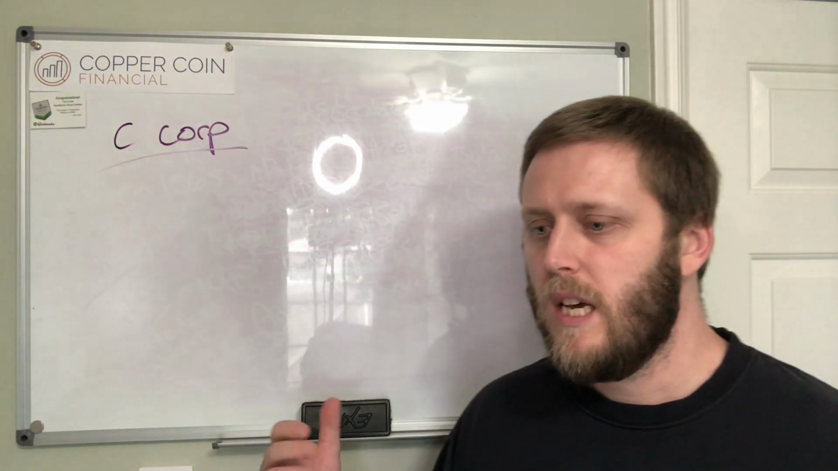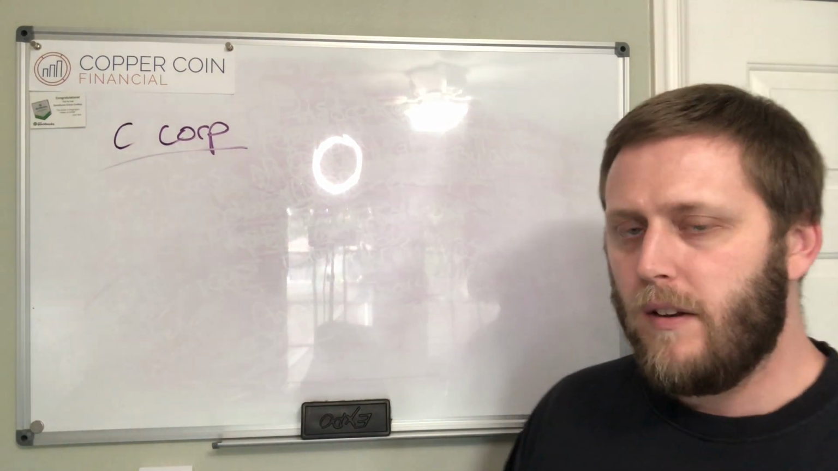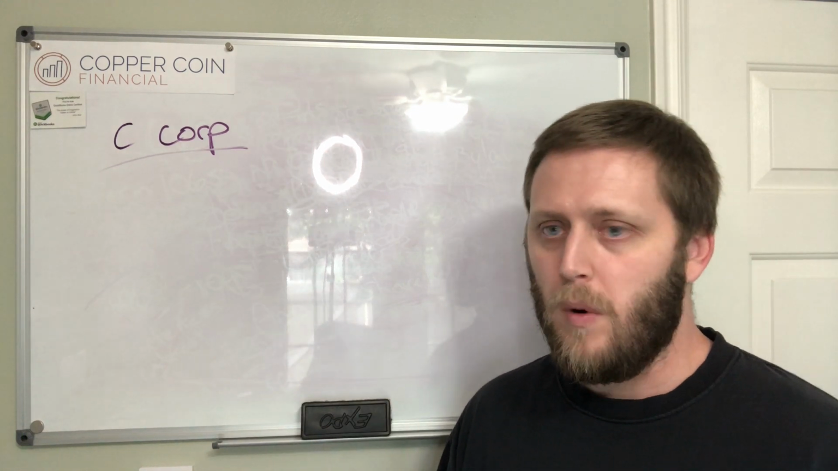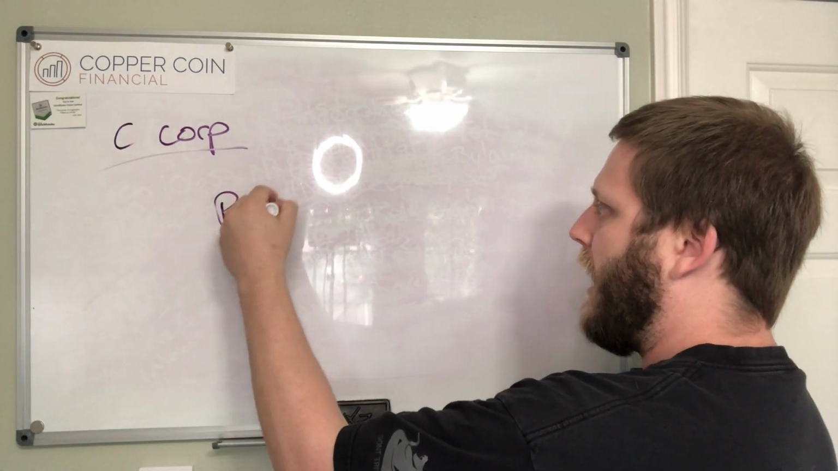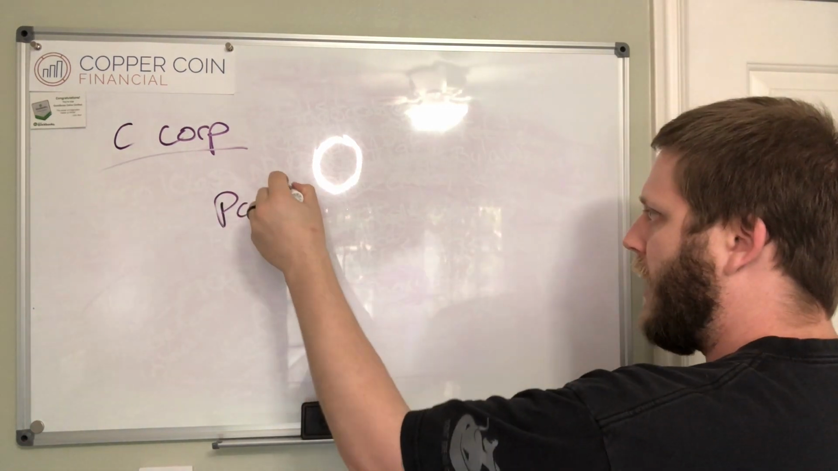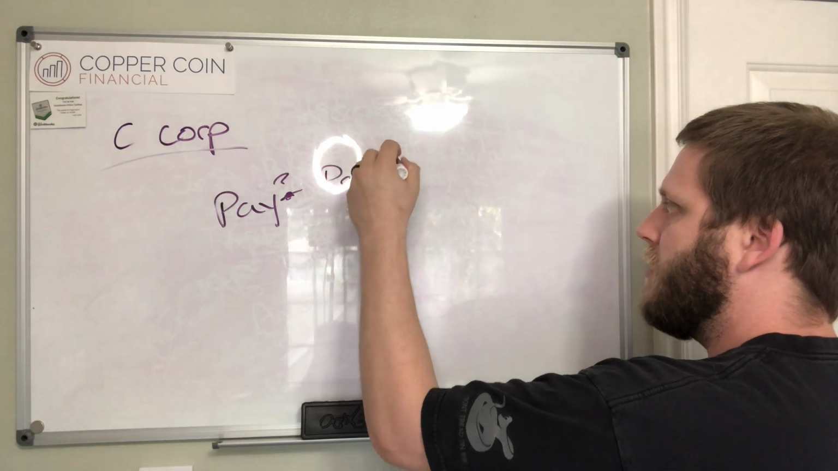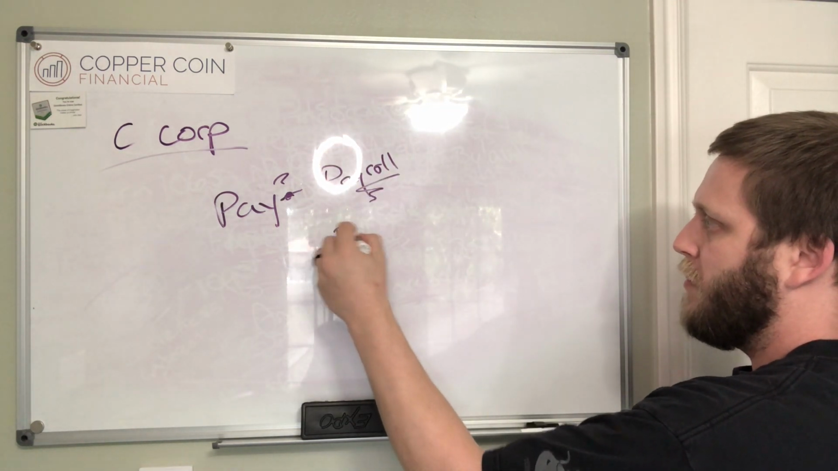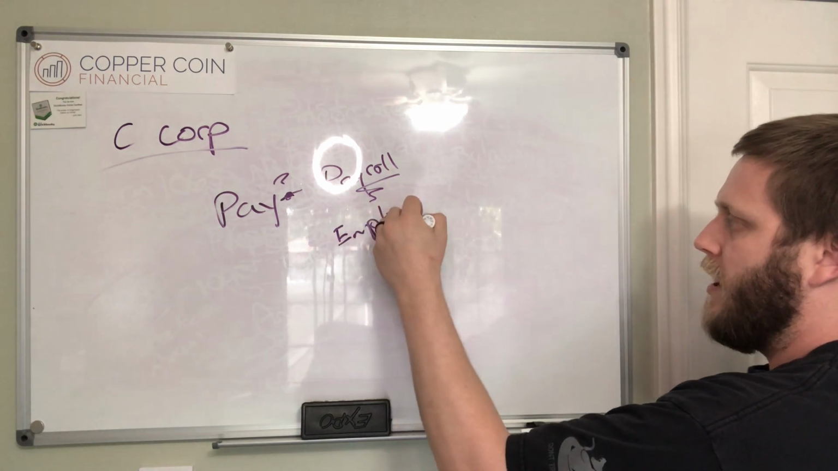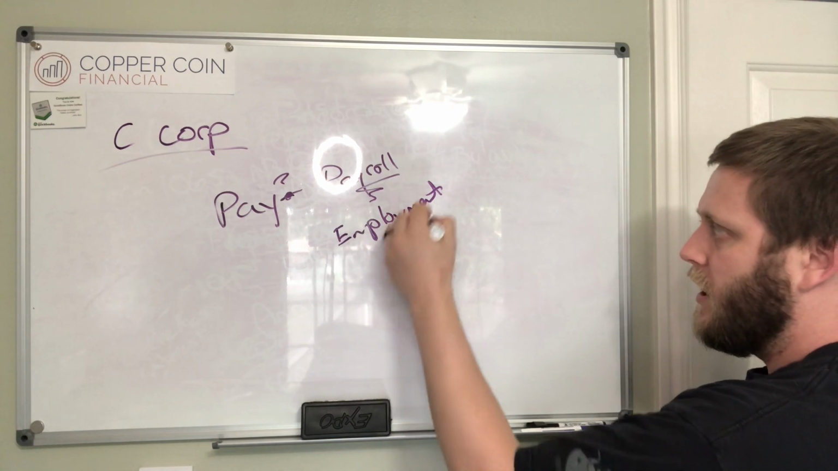So the next question is, if you form a corporation, you and your buddies, how do you get paid? Well, you have to go through payroll, which is good and bad. So how do you get paid? You've got to go through the payroll process, right? So that means part of this payroll process is you're going to have employment agreements, and you're going to have other employees potentially.